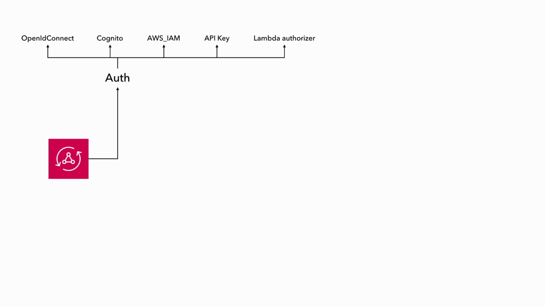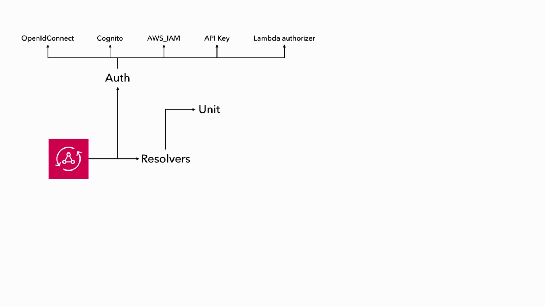Firstly, there's the authentication and authorization, and AppSync supports quite a few different options, including OpenID Connect, Cognito, AWS IAM, API Key, and the custom Lambda authorizers. And then there's the resolvers, which is the bread and butter of an AppSync API, and you have lots and lots of these. There are two types of AppSync resolvers.